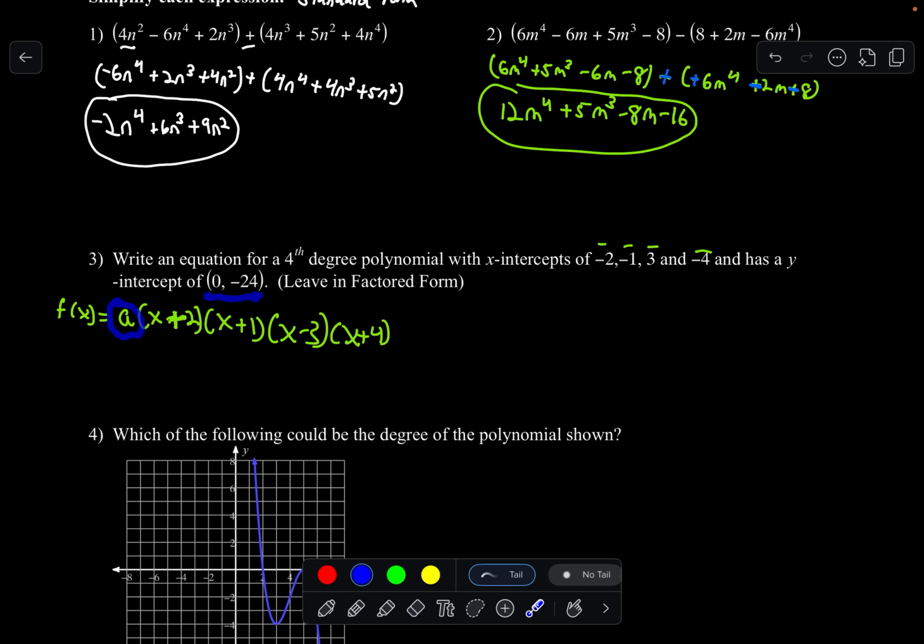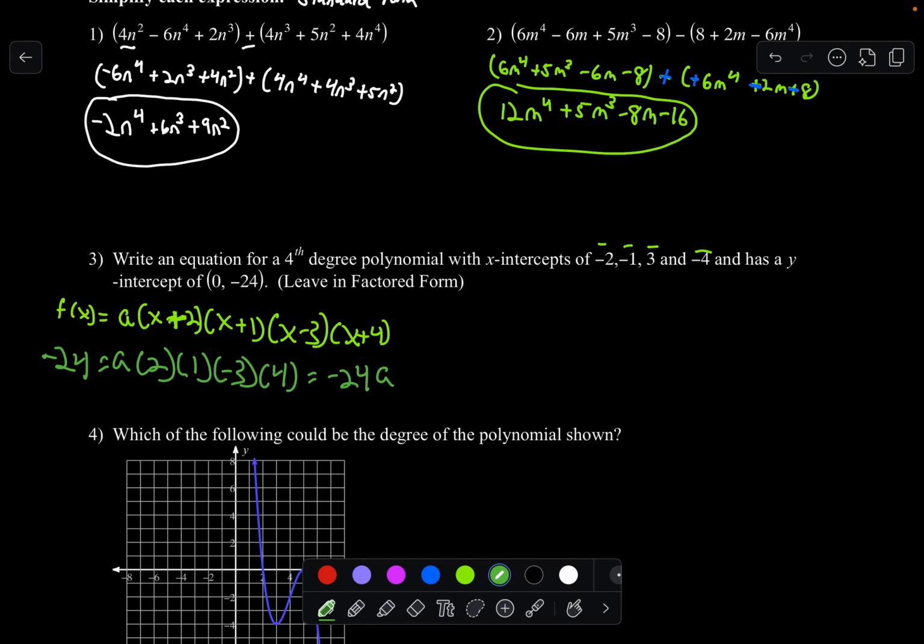They gave you a point, which happens to be the y-intercept. When x is 0, y is negative 24. So let's use that. We got negative 24 equals a times 2 times 1 times negative 3 times 4. Notice when x is 0, I just ignore the x's and keep the numbers. So 2 times 1, use a calculator if you don't trust yourself. 2 times 1 is 2, times negative 3 is negative 6, times 4 is negative 24.